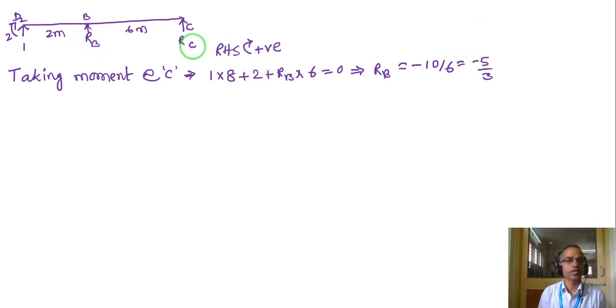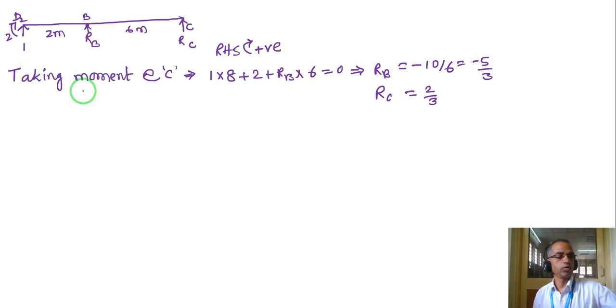So RB plus RC plus 1 is equal to 0. That means RB plus RC is minus 1. So subtracting that, I get RC equal to 2 by 3. Okay. Now, once I found this, we can find the deflection diagram of this structure because of the unit shear applied at the point D.